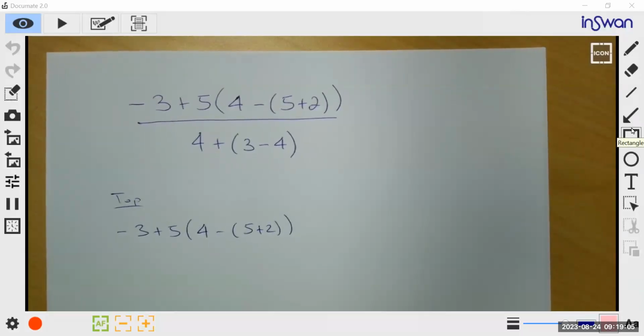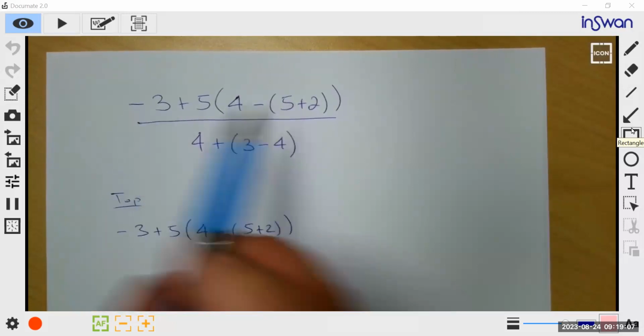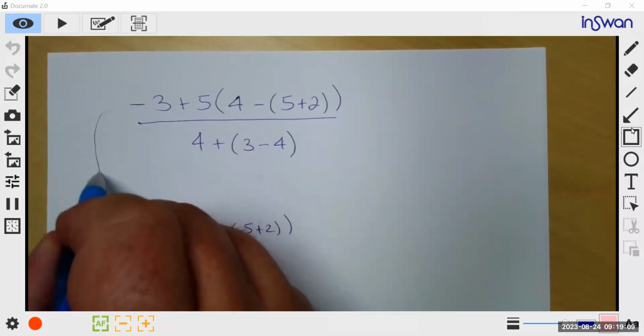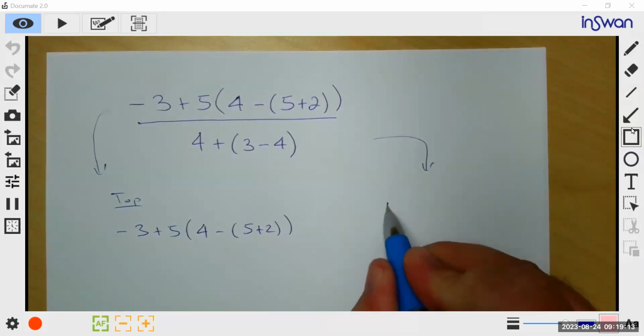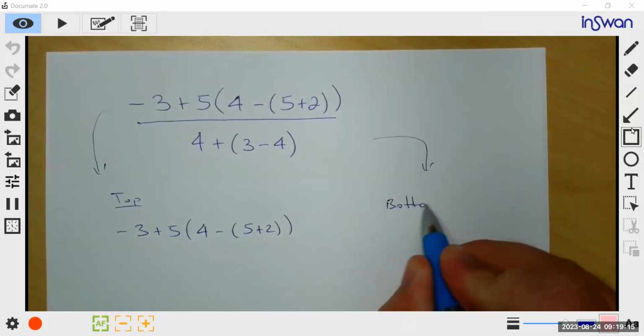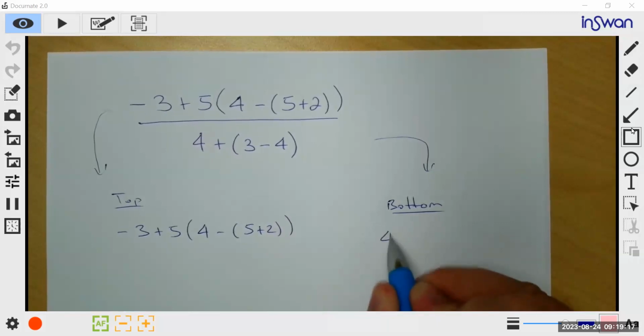All right, so here's our exit ticket. Take the top equation and do that by itself, and then the bottom. We'll do it down here.